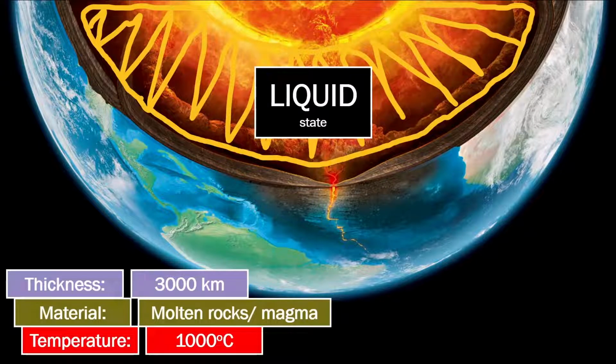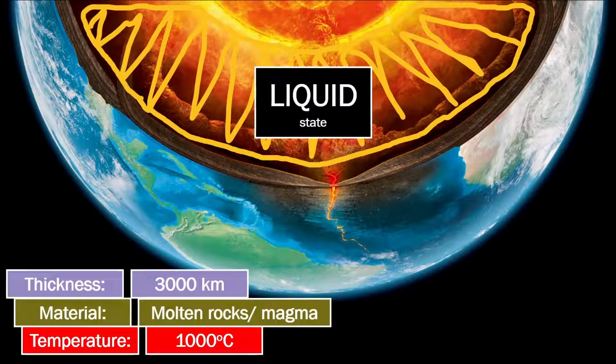How about the material? The material in the mantle is molten rocks or magma. You can say magma because the thing that spurts up from the volcano is actually magma, and that magma is from the mantle. So how about the temperature for the mantle? It's 1000 degrees Celsius. Don't forget that, okay, guys?